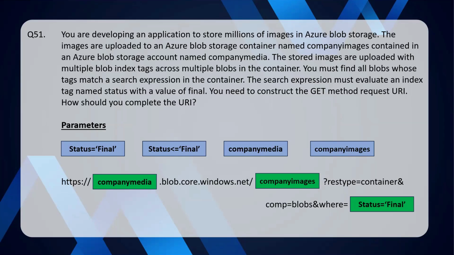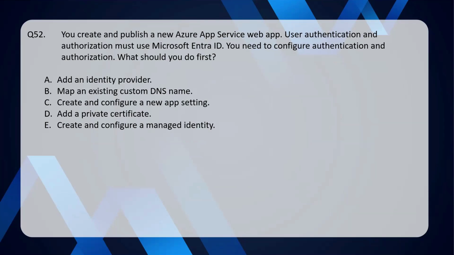Let's look at question number 52 of the series. You create and publish a new Azure App Service web app. User authentication and authorization must use Microsoft Entra ID. You need to configure authentication and authorization. What should you do first? Your options are add an identity provider, map an existing custom DNS name, create and configure a new app setting, add a private certificate, create and configure a managed identity.